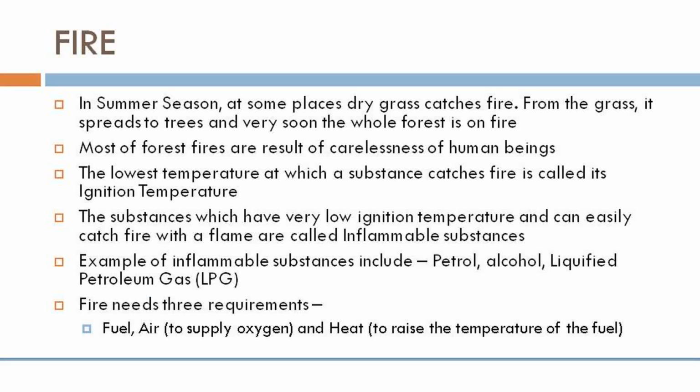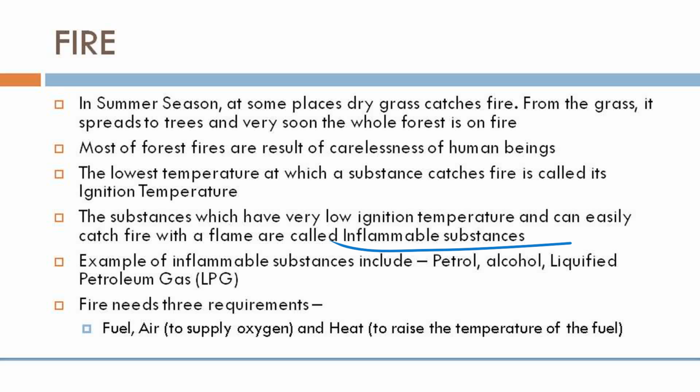You may have seen or heard that in summer season, at some places, dry grass catches fire. From the grass, it spreads to trees, and very soon the whole forest is on fire. Most of the forest fires are, although, result of carelessness of human beings. The lowest temperature at which a substance catches a fire is called its ignition temperature. The substances which have very low ignition temperature and can easily catch fire with a flame are called inflammable substances. The examples of such substances include petrol, alcohol, liquefied petroleum gas or LPG.